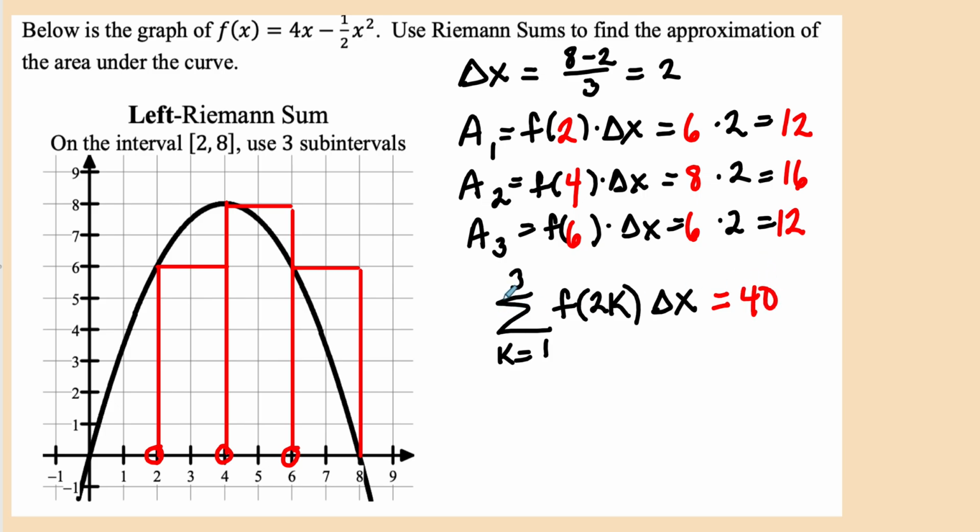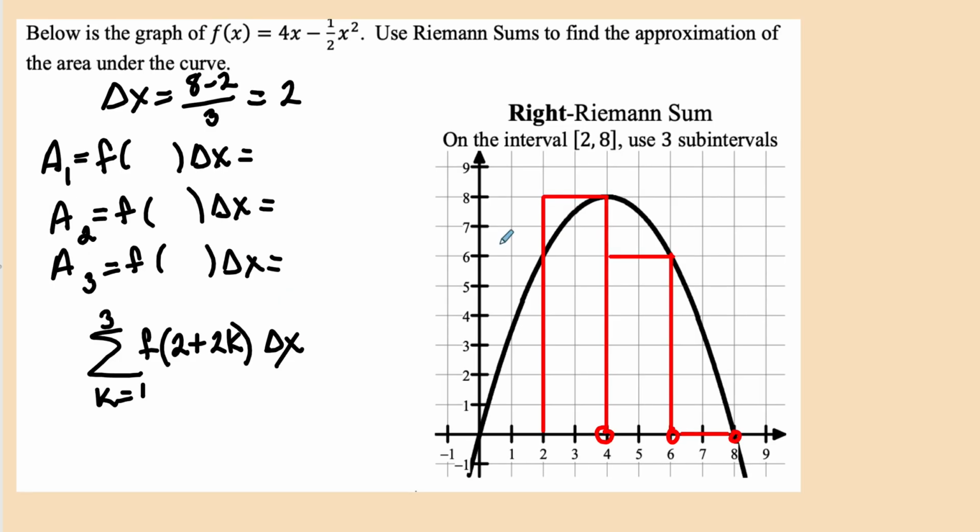Now, I wrote a summation notation. I'd like you to get used to that. Each time my input value changes, so 2 times k, if k is equal to 1, the first time it'll be f of 2 that I use, then k equal to 2, this will be f of 4, and k equal to 3, then this will be f of 6. So this is shorthand notation to show the sum of all of these areas.